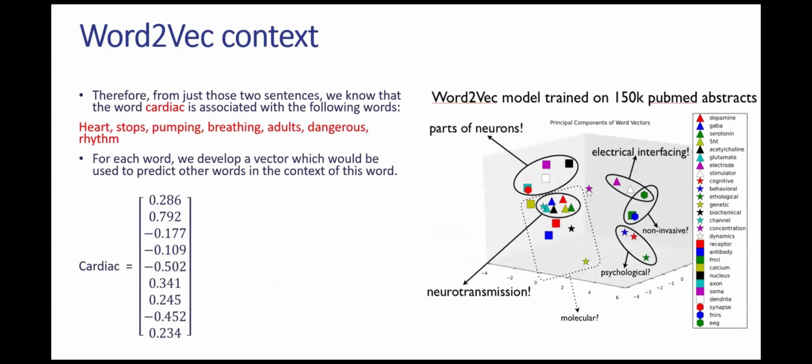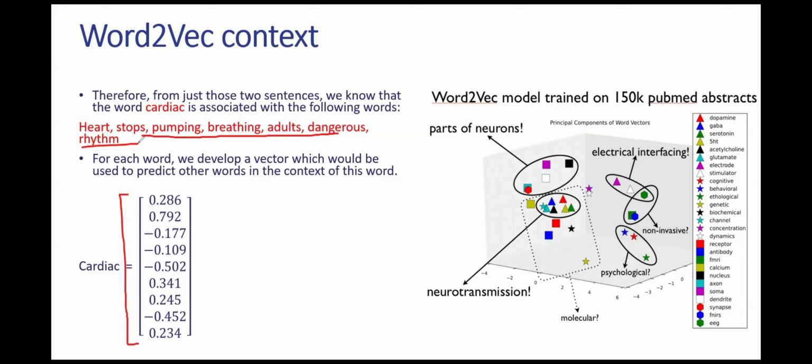So over here, we can see an example of word2vec, right? It's very different from the bag of words approach that we have been looking at before. So it really leverages the context around the word to build the associations between terms. So from just the two sentences that we analyzed earlier, we can infer that the word cardiac is closely related to terms like heart, stops, pumping, breathing, adults, dangerous, rhythm. And this collection of related words provides a contextual understanding of the word cardiac.